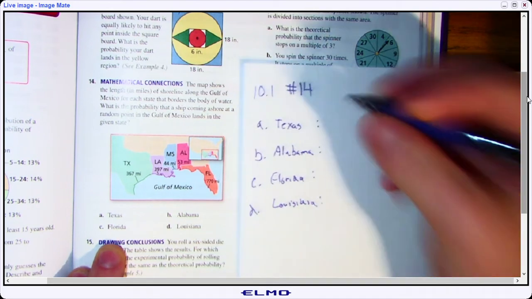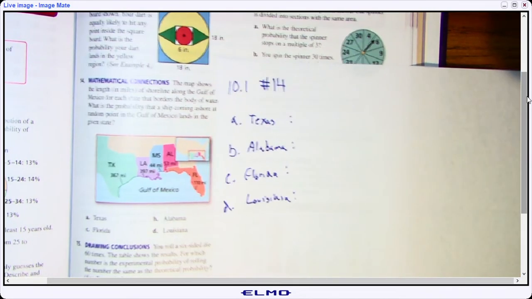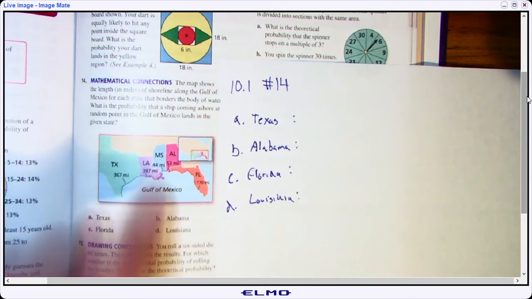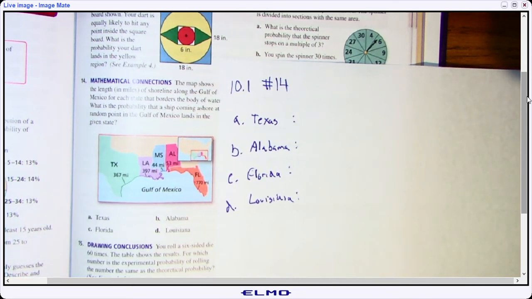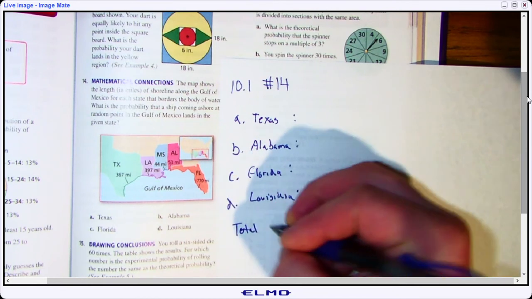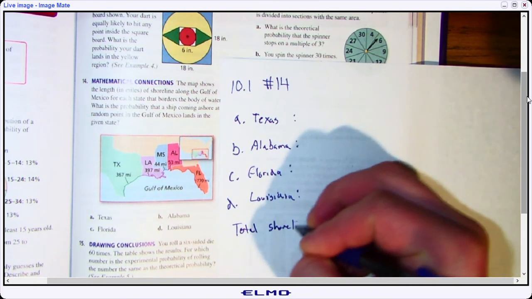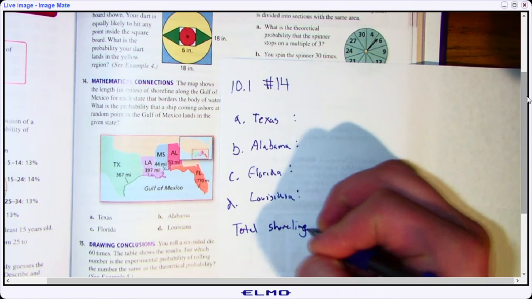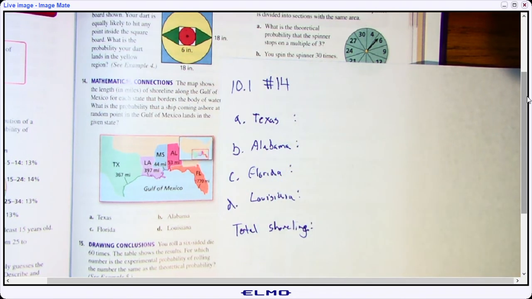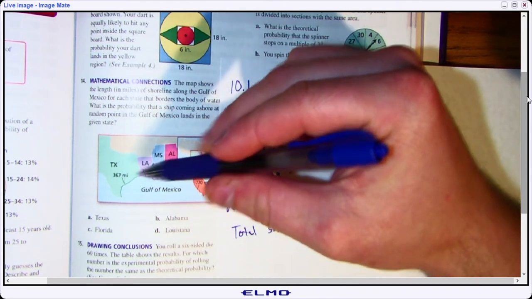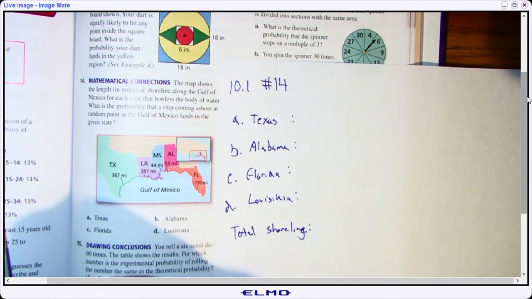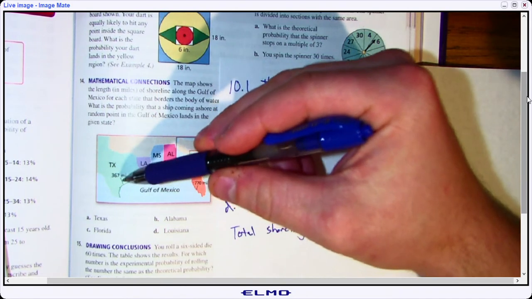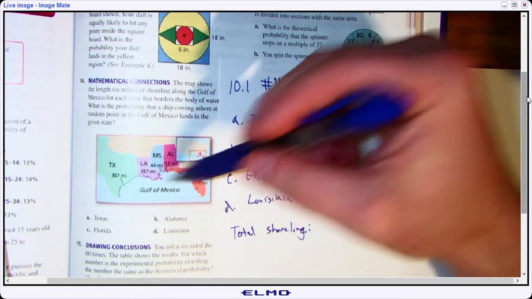What are their probabilities? Well, the first thing we need to know, and really the most important thing we need to know, is how much total shoreline is there. Total shoreline. To find the total shoreline, we're just going to add up each one of these values. I'm going to just start over here in Texas to find the total shoreline present, right?